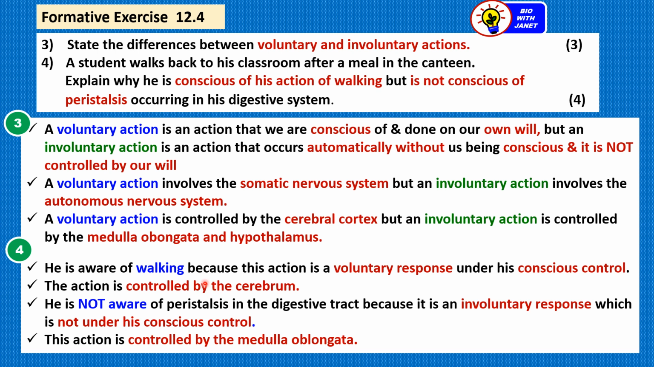So he's aware of walking because this action is a voluntary response under his conscious control. It's a voluntary action, right? And this action is controlled by the cerebrum, which is related to the conscious mind, all right? Now, he's not aware of the food digestion in the digestive tract. He's not aware of peristalsis because peristalsis is an involuntary process which is not under his conscious control. It's controlled by the medulla oblongata. So actions by the medulla oblongata are not under our conscious control.